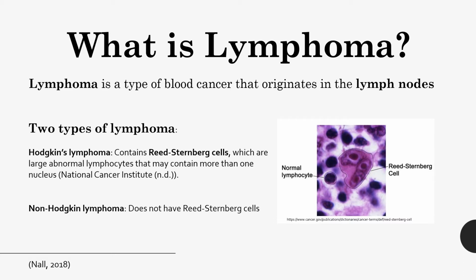Lymphoma is a type of blood cancer that originates in the lymph nodes, and it metastasizes by spreading abnormal white blood cells to other parts of the body. There are two types of lymphoma: Hodgkin's lymphoma, which contains Reed-Sternberg cells, and you can see a picture of this on the right. These are large abnormal lymphocytes that may contain more than one nucleus. And then there's also non-Hodgkin lymphoma, which does not have Reed-Sternberg cells.